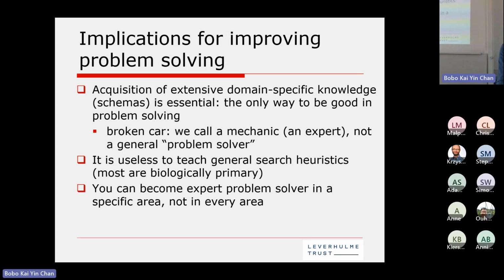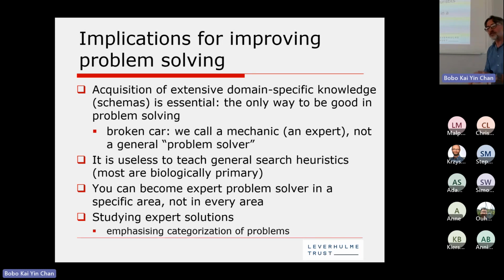So you become an expert problem solver in a specific area, not in every area. So you need to acquire those domain-specific schemas. Domain-specific meaning specific procedures, but also some of those more general domain-specific knowledge, like principles and more general knowledge within a domain, but that would still be a specific task area. So studying expert solutions would be helpful in this, of course, because you will see how experts categorize problems, like in those physics examples. Because if you categorize correctly, according to the principles, to the general schemas in a field, you will be able to come up with a solution accordingly.